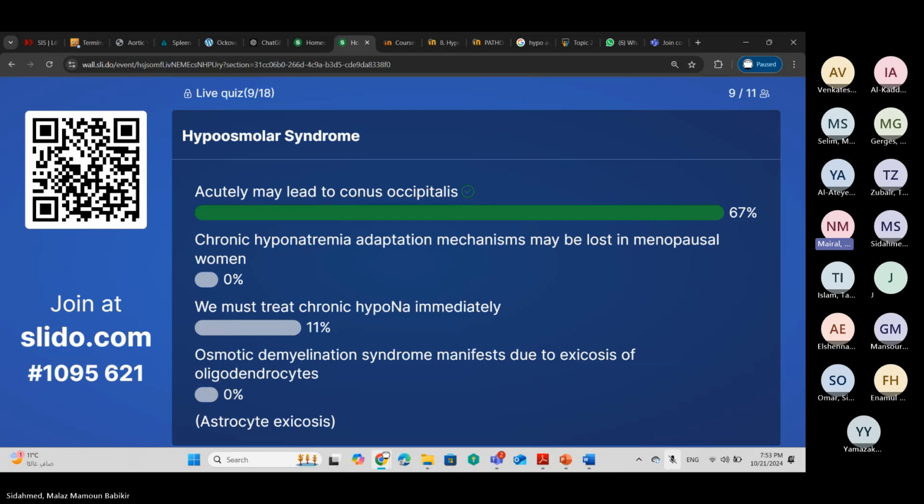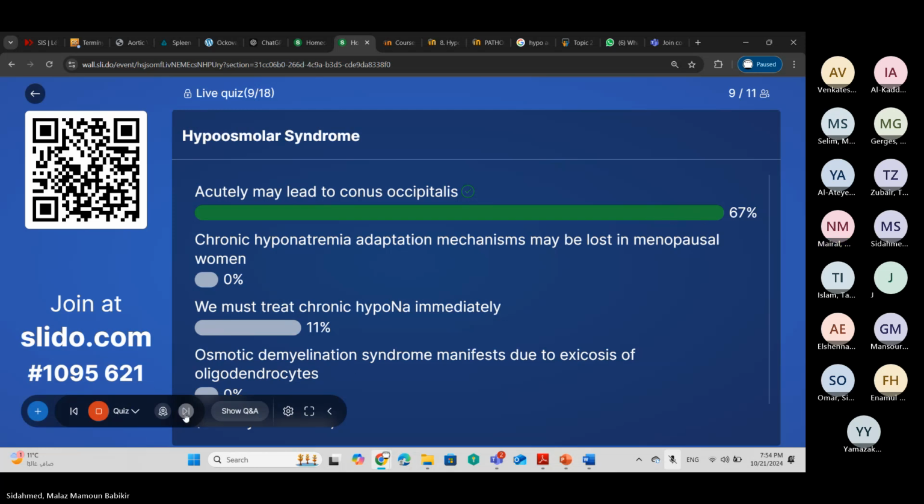We must treat chronic hyponatremia immediately. No, because you will end up killing the patient because their adaptation mechanisms will be interfered with, and that can be lethal for them. And none of you picked that one as well. That's great. That one's supposed to be astrocyte exosmosis predominantly. And I think we're done with my topic, and now we're going to be moving on to tertiles.